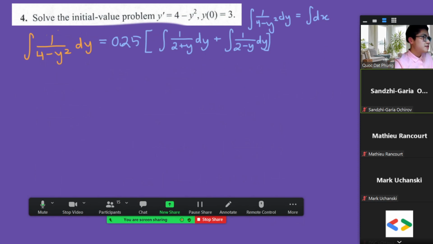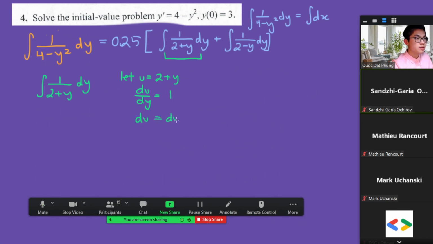Now let's solve for this one. We say let u equal to 2 plus y. So we differentiate both sides, du over dy is equal to 1, then du is equal to dy. This is the same as ln of u plus c. We replace it, so we get ln of 2 plus y plus c.